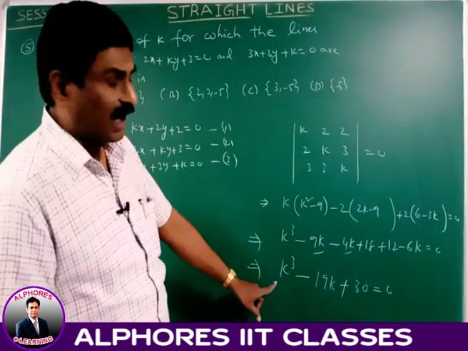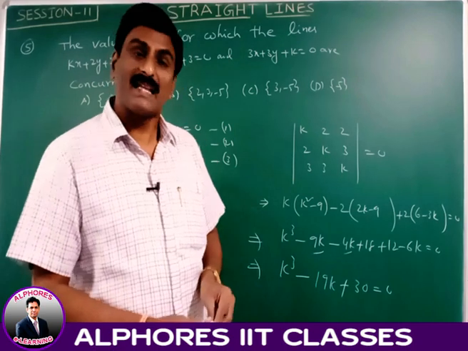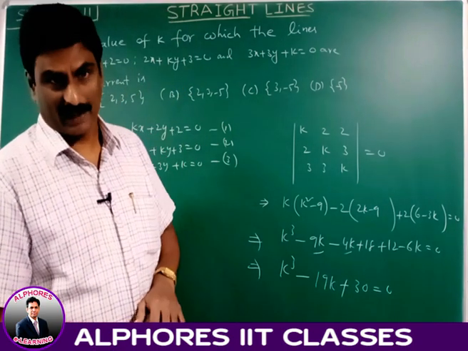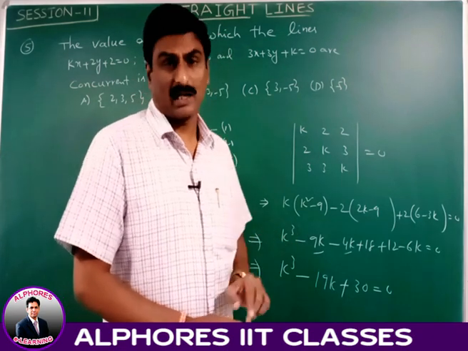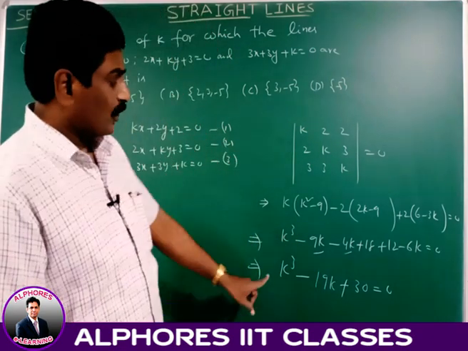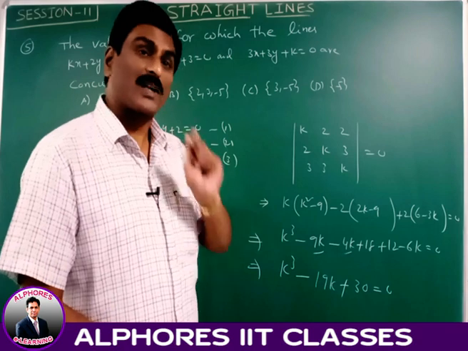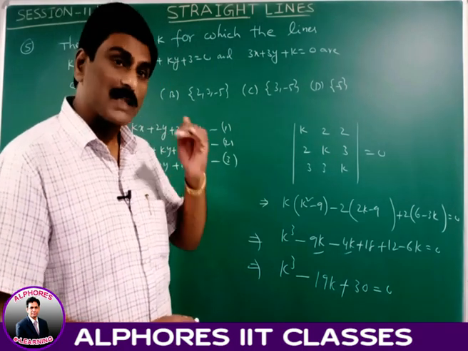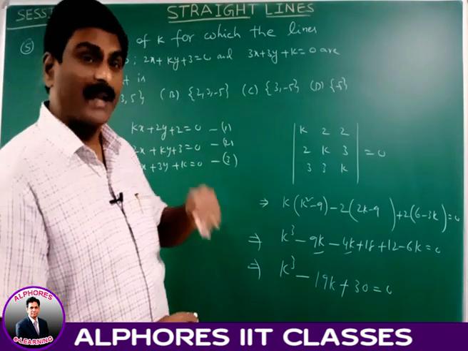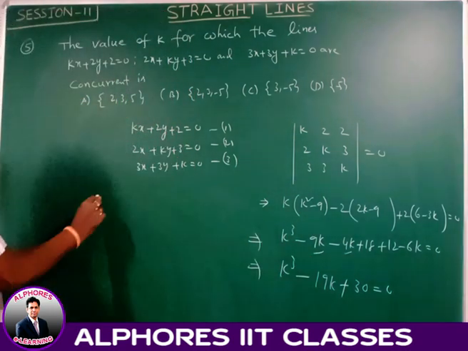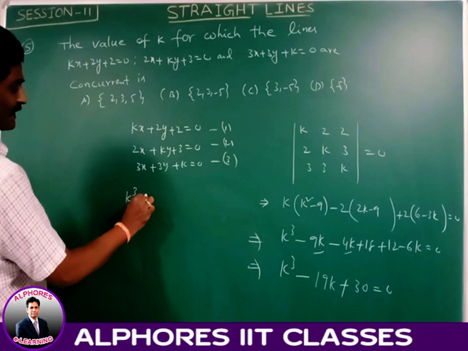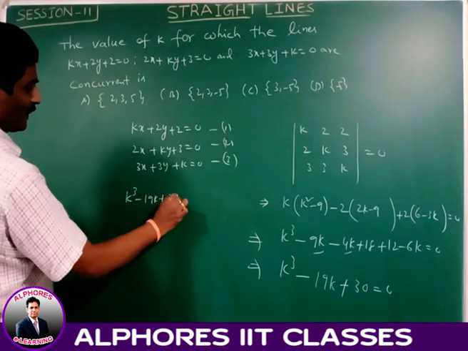Okay, it is a cubic equation in k. In this case, we get three values of k. How do we find those values? By trial and error, first we find one of the roots, and by using synthetic division, we find the remaining roots from the quadratic equation. First, by trial and error, the equation is k cube minus 19k plus 30 is equal to 0.